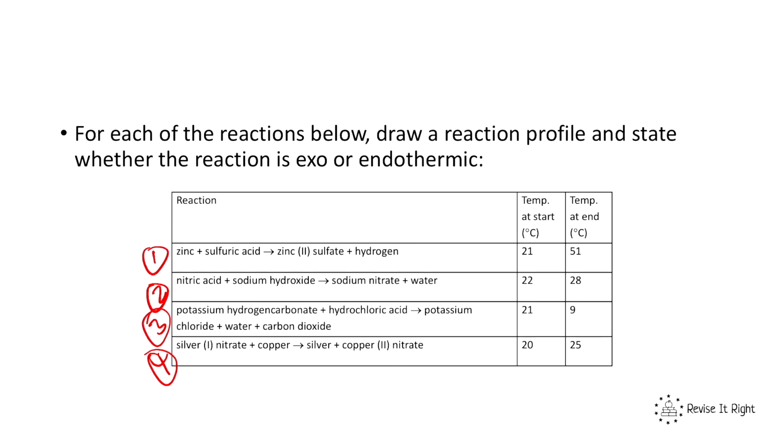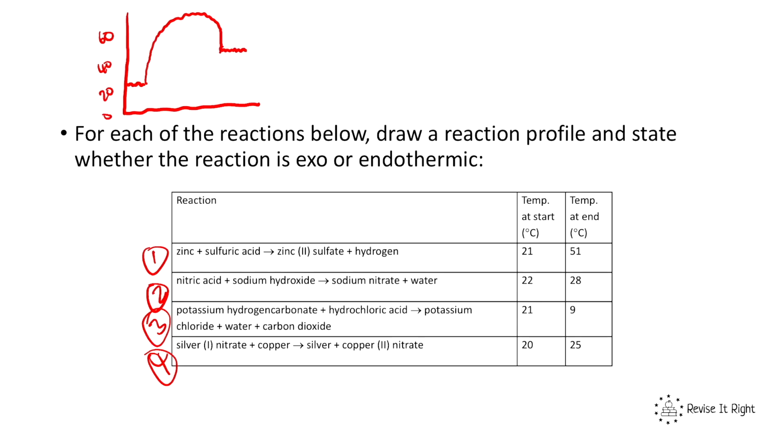Okay, so let's run through the answers. We just have to draw a rough sketch of the reaction profile. The start temperature for the first one is 21, and the end temperature is going to be 51. So if we draw a rough sketch with 0, 20, 40, 60, the start temperature is 21 and the end temperature is about 51. So our reaction profile is going to look something like that. It starts at 21 for the reactants, and the end is 51.